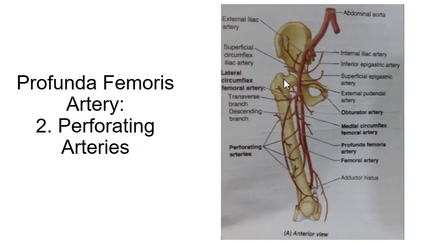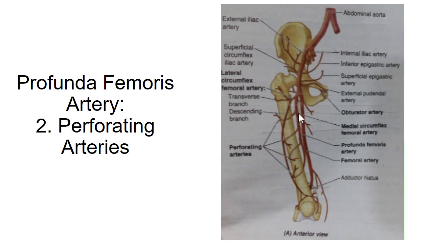Now comes perforating branches of profunda femoris arteries. There are four perforating branches of profunda femoris artery: first, second, third and fourth. The first three perforating arteries arise in the anterior compartment of thigh, and the fourth being the terminal branch of profunda femoris artery itself.